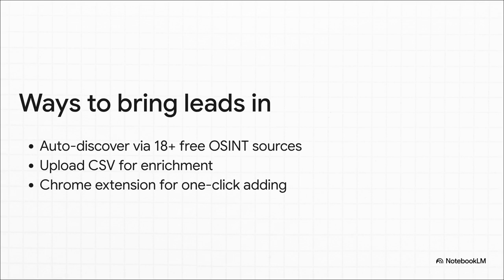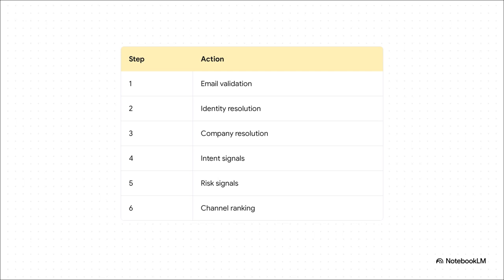While you're off focusing on closing deals, Lunara is continuously hunting across 18 or more free open-source intelligence databases. We're talking places like LinkedIn, GitHub, Open Corporates, even SEC filings to find decision makers that match your ICP. And it does all of this without you lifting a single finger. But just finding a name isn't really enough, is it?